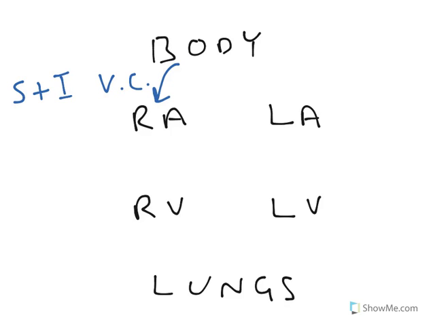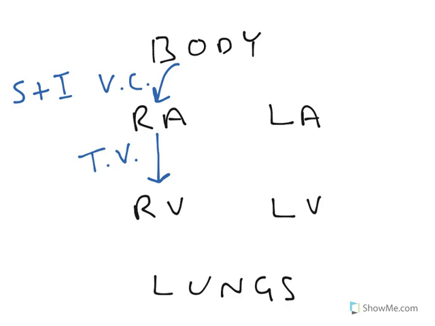This deoxygenated blood enters the right atrium, and from the right atrium it is passed to the right ventricle. And in going from right atrium to right ventricle, we go through a valve, and this valve is known as the tricuspid valve. So the tricuspid valve prevents blood from going back to the right atrium from the right ventricle when the right ventricle contracts.